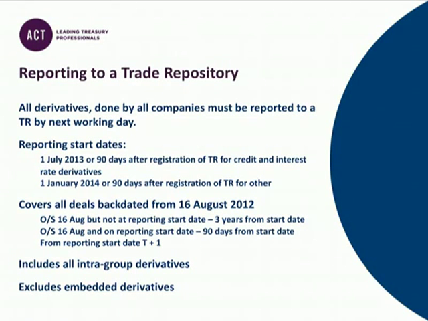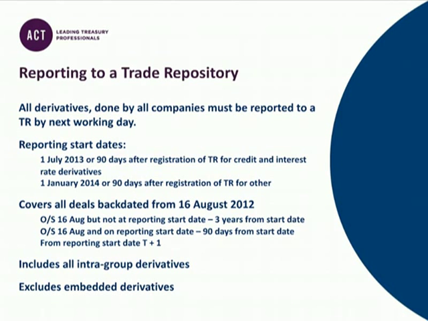Turning now to where the serious burden begins for most companies, and that's on reporting. The authorities have wanted to be able to monitor the build-up of risk and the danger of contagion. So the idea is that they'll collect data, and this will be done through so-called trade repositories. The basic requirement is that all derivatives done by all companies across Europe must be reported to a trade repository by the next working day. And that means what it says. There's no size criteria or anything there.